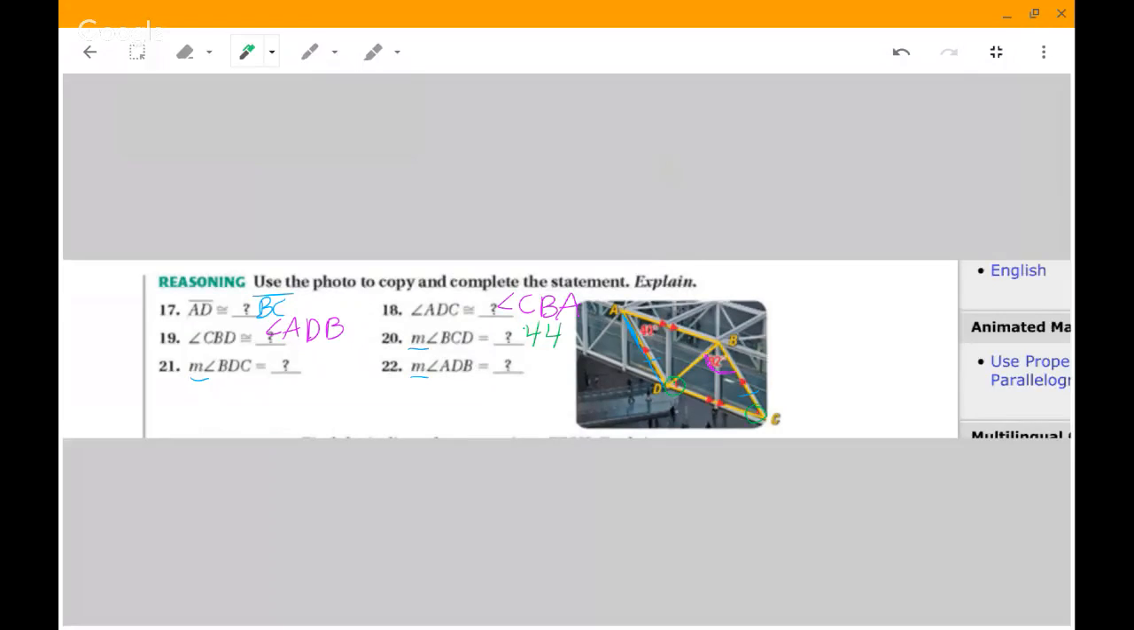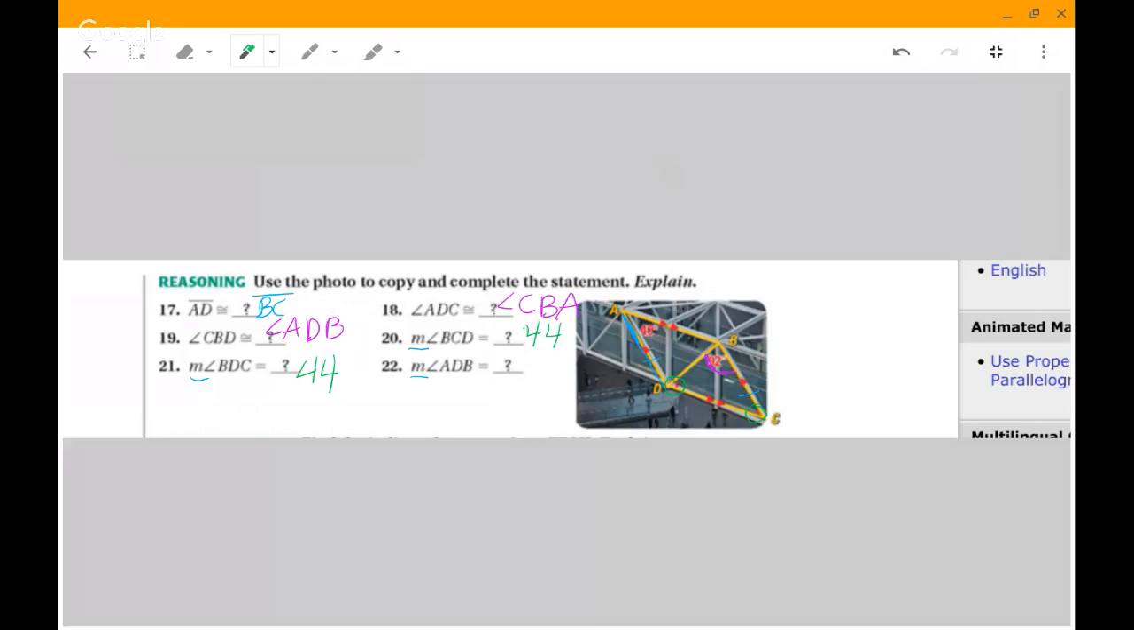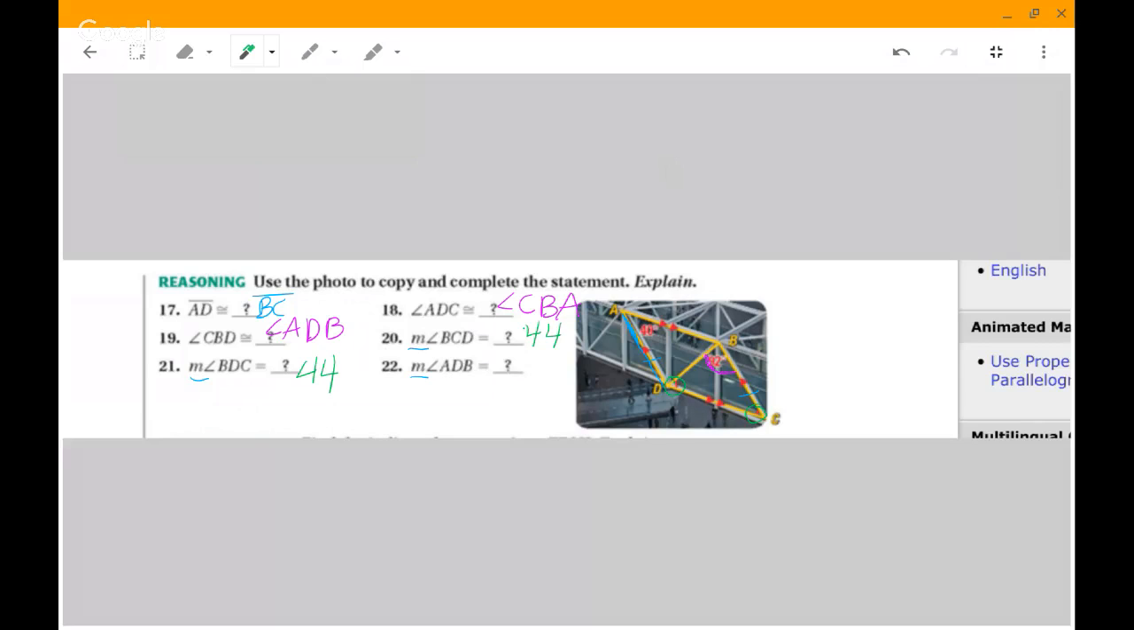BDC. It's the same thing. Mm-hmm. So it's 44 again. Yep. ADB. There's no congruent symbols there. Right. This one kind of touches it, so it might help. I'm going to put the 44 down there, because ADB is this angle right here. I'm going to say that one is 44.